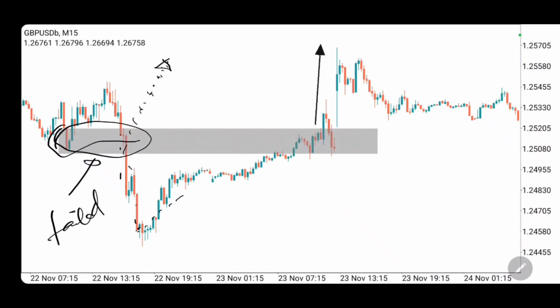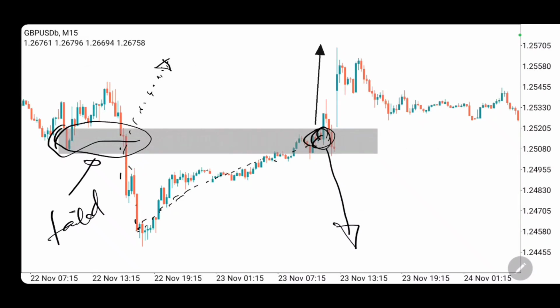And what happened? If you have the concept of breaker block, what would have happened is that the market ought to have come to here to sell. All right, the market ought to have come to this zone to sell, but in this case it failed. I just intentionally give you a failed scenario. So in this case, this breaker block did not hold.